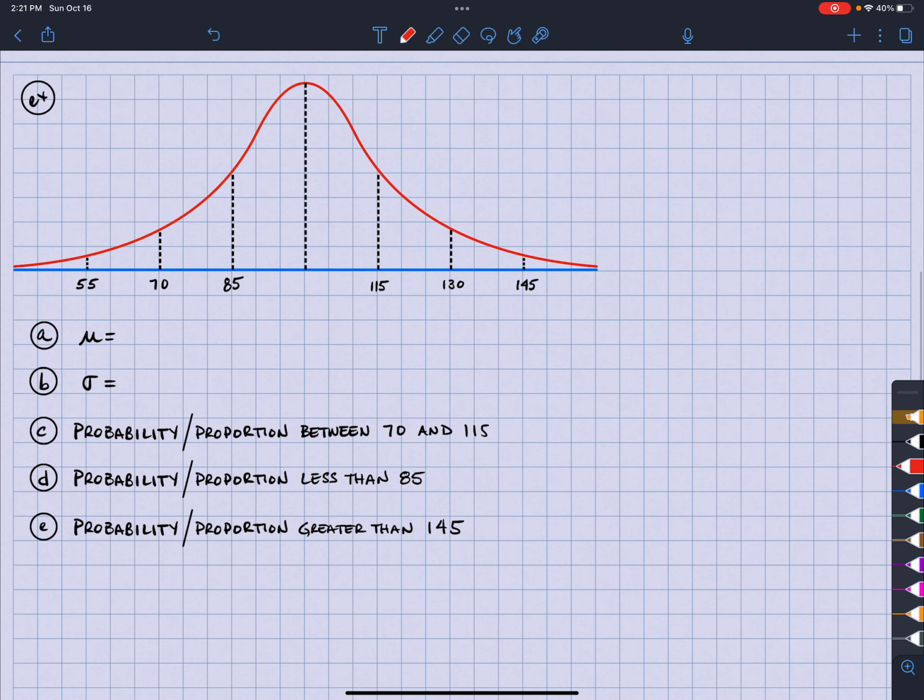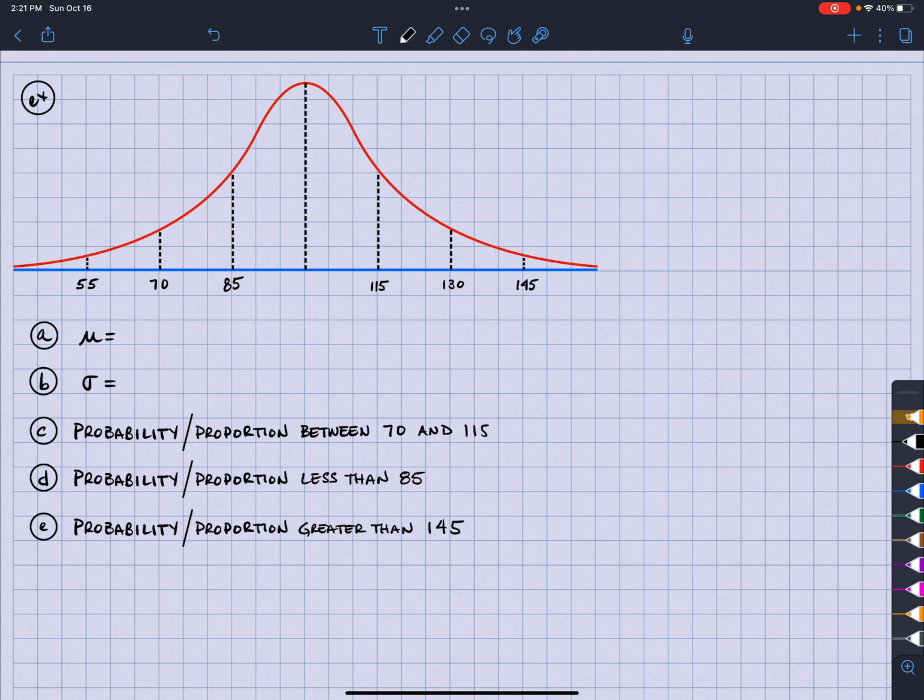So this example says, hey, you're given this normal curve, and it's giving you all the information except for the mean. So it's saying, what the heck's the mean? Well, that's easy, right? Because this is all symmetrical. So if you notice that these are all separated by 15, right? 130 to 145 is 15. 115 to 130 is 15. 70 to 85 is 15. 55 to 70 is 15. So that means the mean must be in between these two.